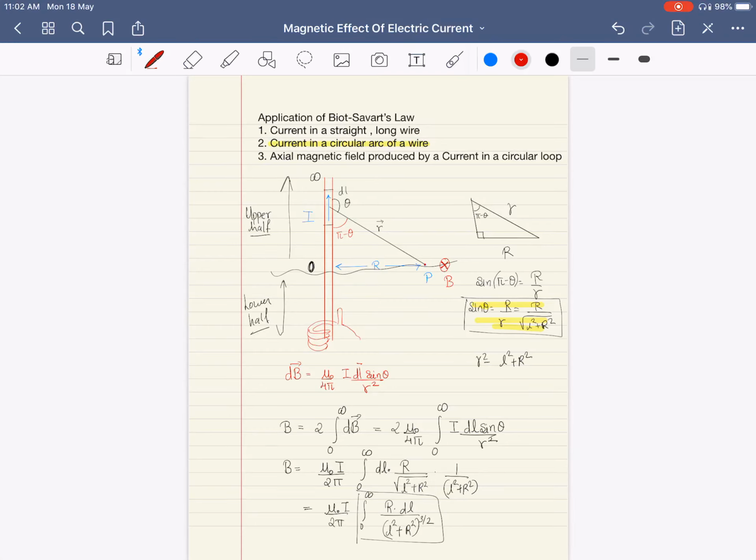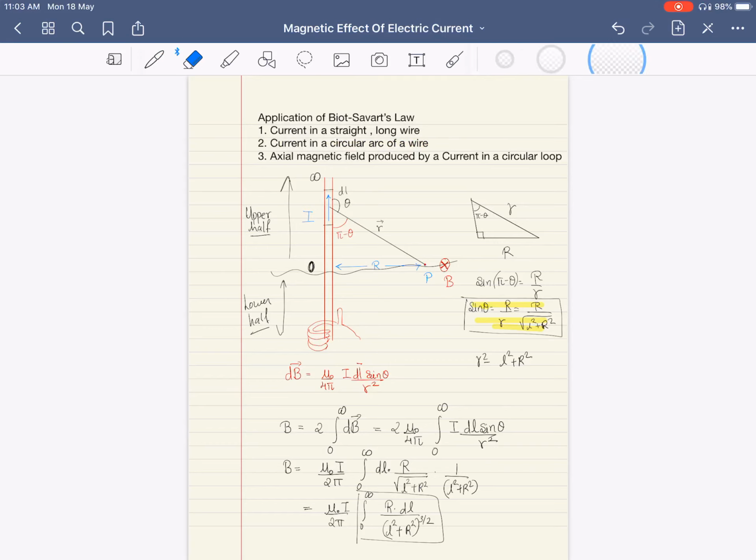Good morning, everyone. Today we will be dealing with the third application, okay? That is the magnetic field produced by the current in a circular loop at the axial point. Now the axial point is the point P, okay? Which is along the line passing through the center of the circular coil. So that's what we'll be learning next.